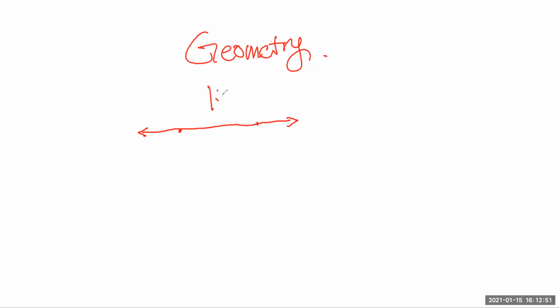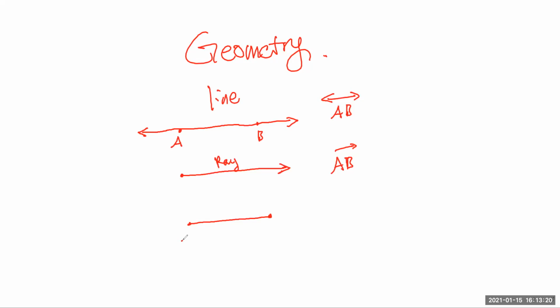We also have something called a ray, which has a beginning but no end. If you want to write this one, normally we write it as AB with a line over it. For the ray, we write AB with an arrow going like that. And we could also have a so-called line segment. That means it has a start point, an end point, and the length is definite. So we write AB. That's called a line segment.